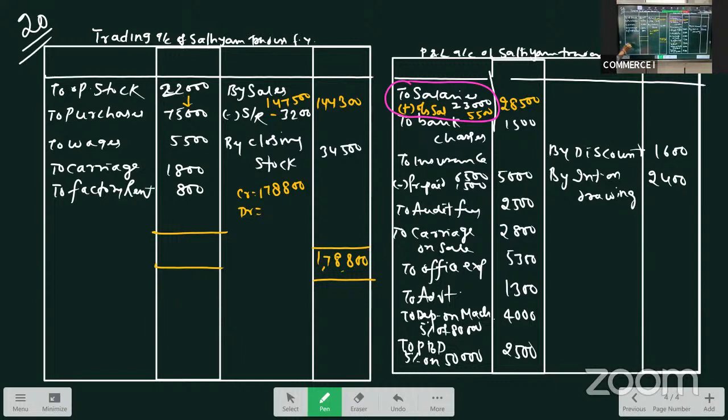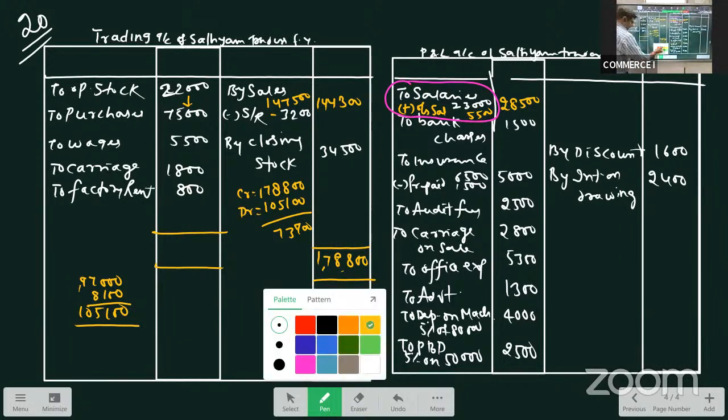22,000 plus 75,000 is 97,000. 55 plus 18 is 73, and 8,100. 7 plus 8, 5, 1, 1,05,100. The total is 1,05,100. So 73,700 is the gross profit I am getting.